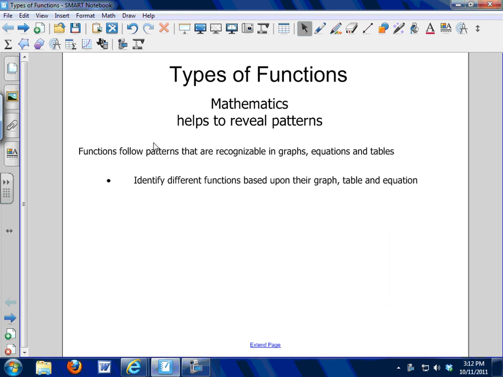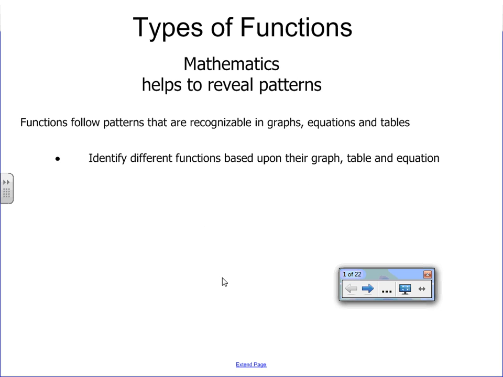Okay, well, here we are. So the new video for you today is called Types of Functions. And some major things from our KUDs that we've looked at relate to this video.